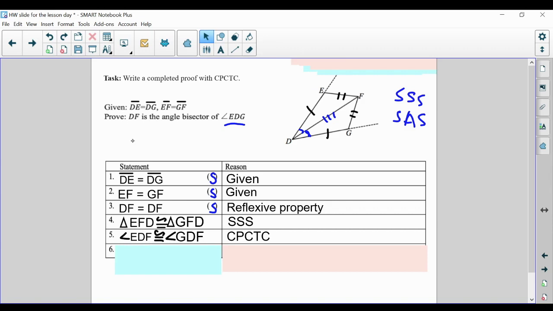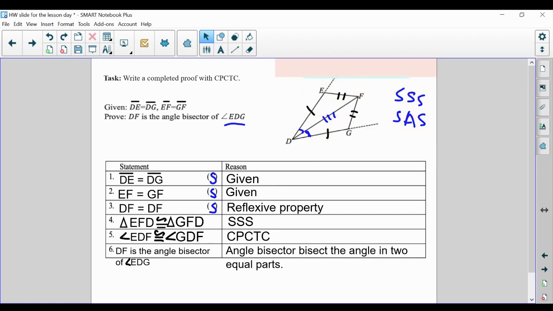Now we can prove the statement on the very bottom. You just copy. DF is the angle bisector of angle EDG. And what is the reason? Step by step, we want to prove these two angles are congruent because we need to say that DF is the angle bisector of the angle EDG, because an angle bisector bisects the angle into two equal parts. So the reason for the last sentence here is definitely the definition of angle bisector. So an angle bisector bisects the angle into two equal parts.